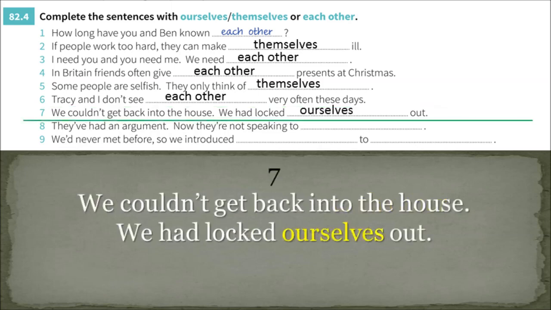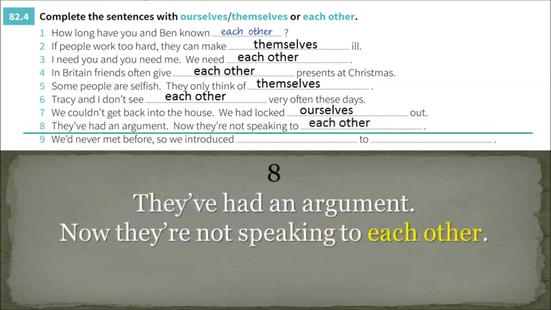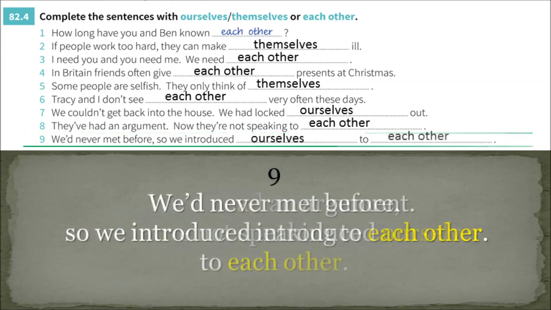We couldn't get back into the house. We had locked ourselves out. They've had an argument. Now they're not speaking to each other. We'd never met before, so we introduced ourselves to each other.